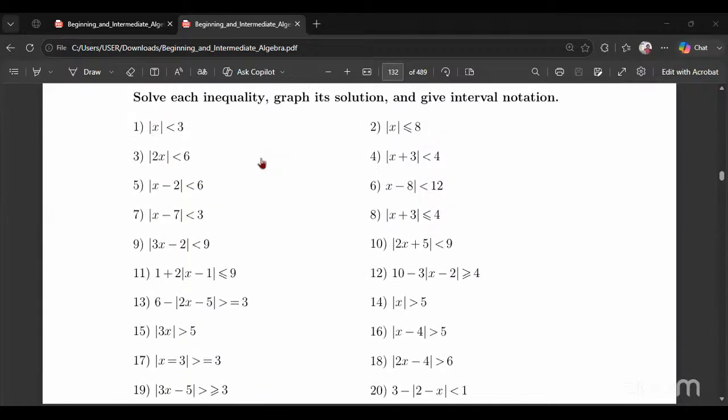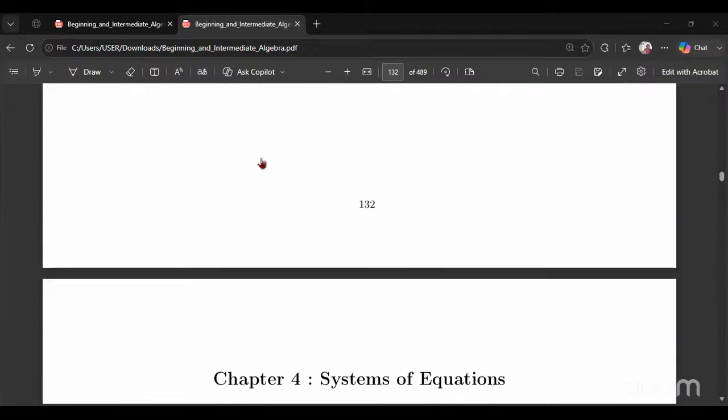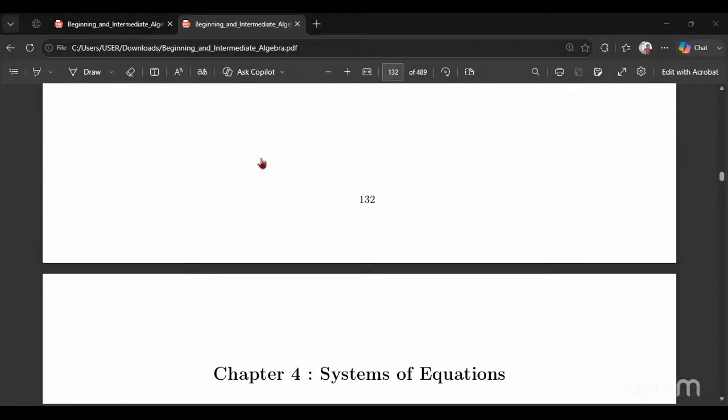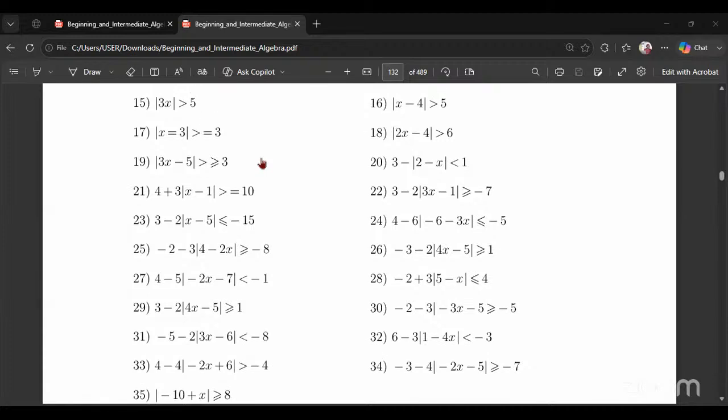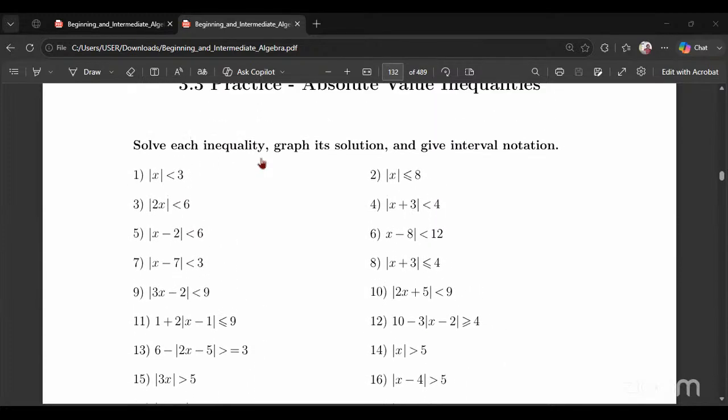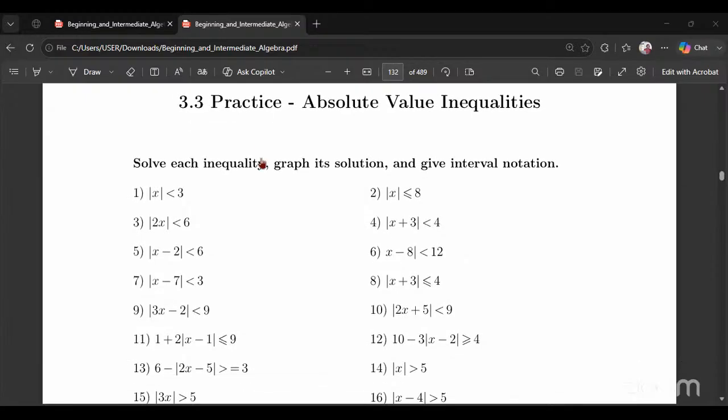Okay, so here comes chapter 3. Let me see if we still have, okay. Yeah, you see, once we are done with this section, we move on to chapter 4. So let's see what we can do here. Chapter 3. All right. 3.3, I mean. All right. Yeah, thank you so much.